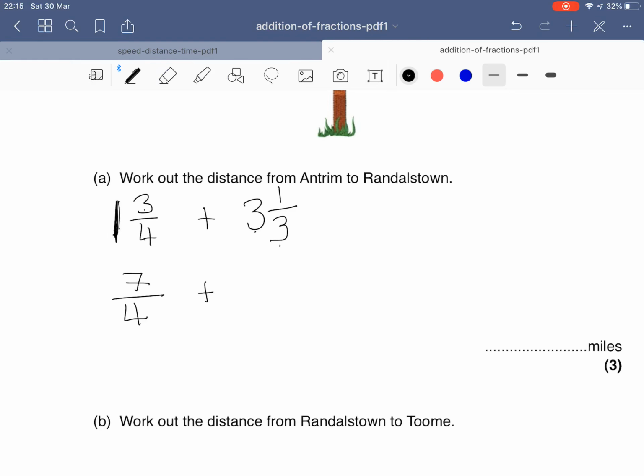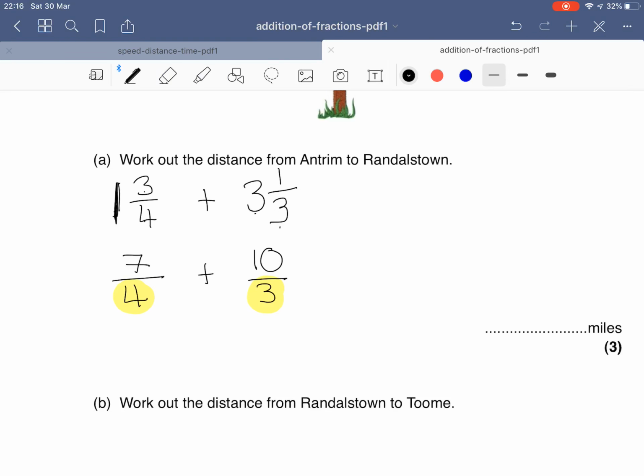3 lots of the 3 is 9, add our 1, we get 10 out of 3. So that's how you change them back into improper fractions. Now we need to think of our 4 times table and our 3 times table. What number is in both of them? 12 is in both of them.